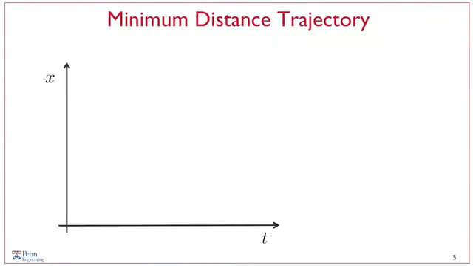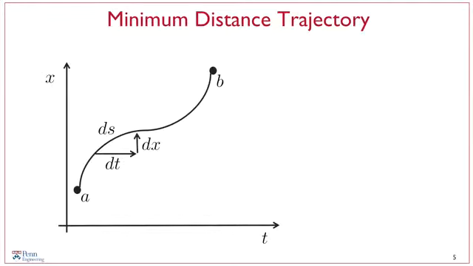Now, let's find the minimum distance trajectory. Given 2 points, A and B, we want to find the trajectory that is the shortest in total length. We can find the length of a trajectory between A and B by integrating infinitesimal segments ds along the curve. Each infinitesimal segment ds has a corresponding change in dt and a change in dx. We can find the length of the segment ds using the distance function.